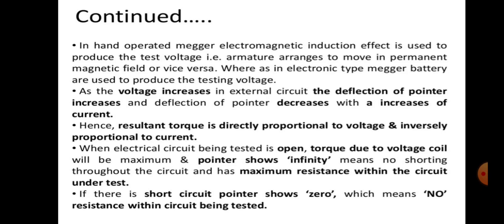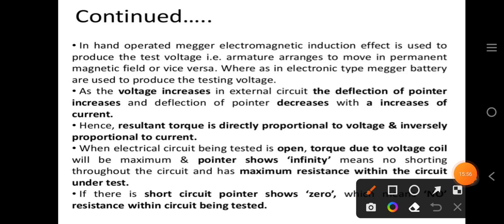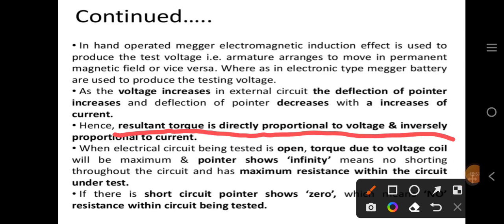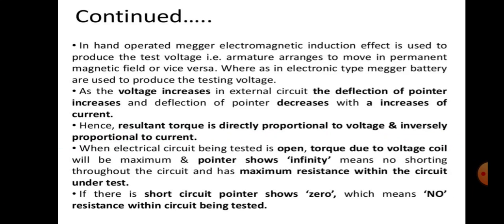Remember this point: the resultant torque is directly proportional to voltage and inversely proportional to the current. When the electrical circuit being tested is open, the torque due to the voltage coil will be maximum and the pointer shows infinity, meaning no shorting throughout the circuit and maximum resistance within the circuit under test. If there is a short circuit, the pointer shows 0, which means no resistance within the circuit being tested.